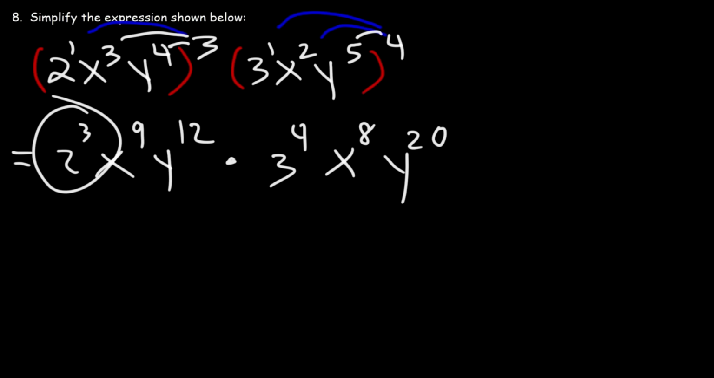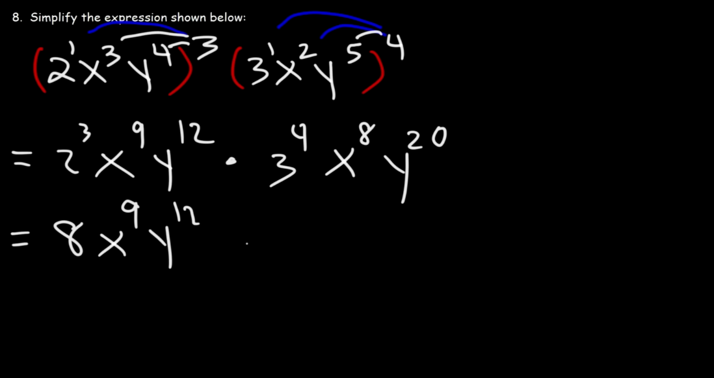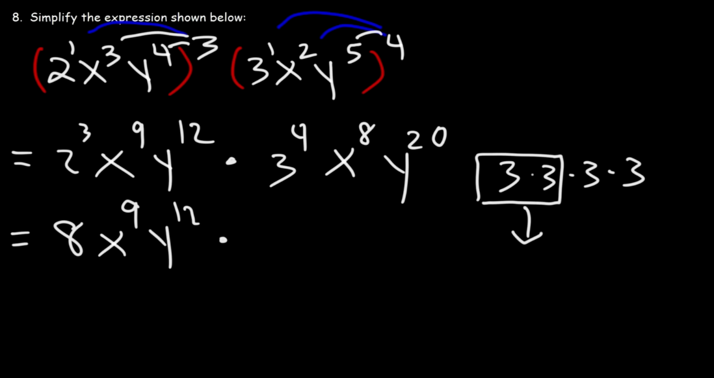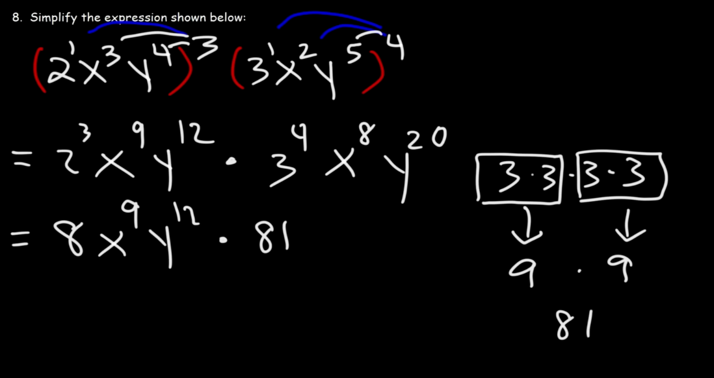Now, what is 2 raised to the third power? What is that equal to? That's 2 times 2 times 2. So basically, you're multiplying 2 3 times. 2 times 2 times 2 is 8. Now, 3 to the fourth power, 3 times 3 times 3 times 3. Let's write that out. Now, these two 3's will give us 9. And the same is true for those two 3's. And then 9 times 9 is 81. So 3 to the fourth power is 81.